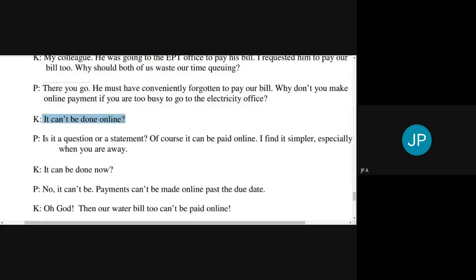What differentiates the four kinds of statements? It is the structure that determines what these kinds of statements are. The structure is also called the syntax. It is also called the word order. It is the order of the words in the sentence that determines the kind of sentence. So here, what is the order of the sentence? It can't be done online. Is the structure of a sentence a plain statement?